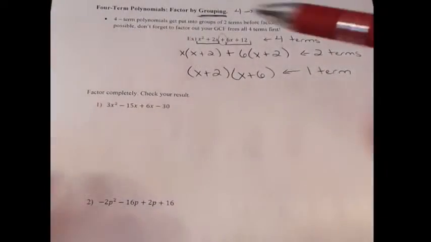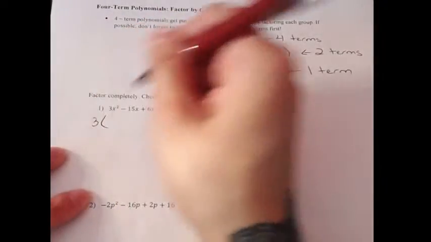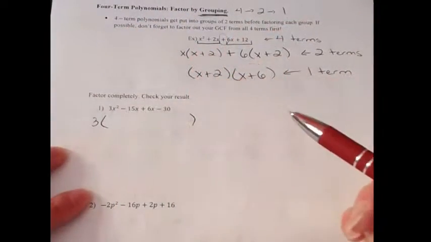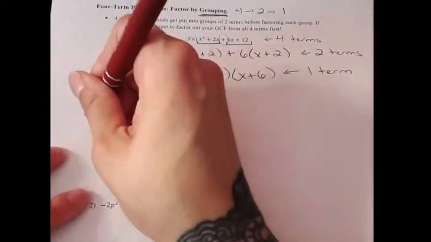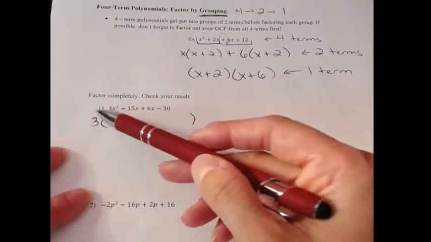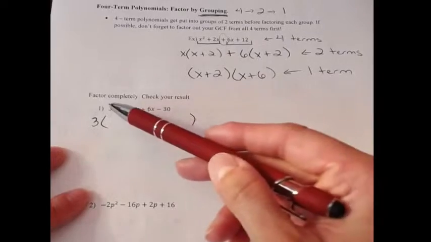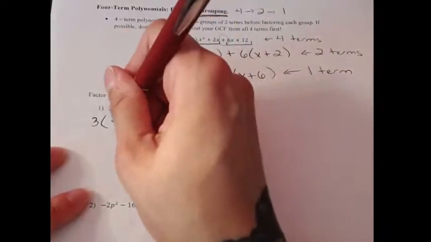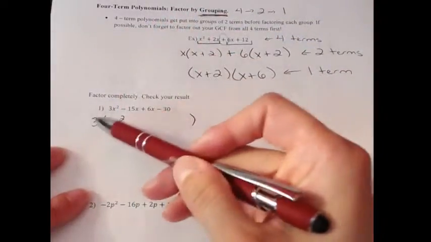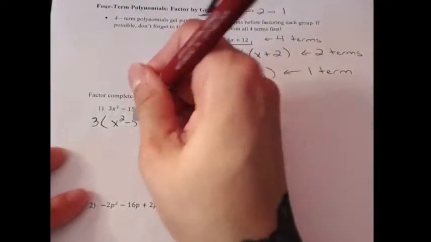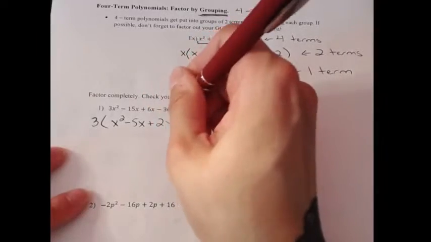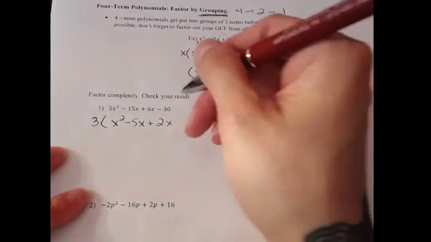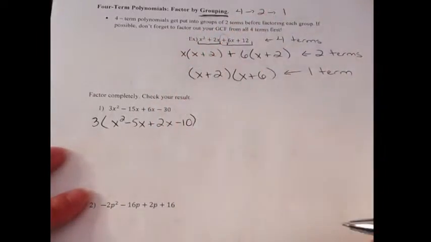So the first thing is, let's factor out my GCF, which is 3, from the entire polynomial. Remember, when we factor out a GCF, that is the same as dividing this factor from each term. 3x squared divided by 3, x squared. Negative 15x divided by 3, negative 5x. 6x divided by 3, positive 2x. Negative 30 divided by 3, negative 10.